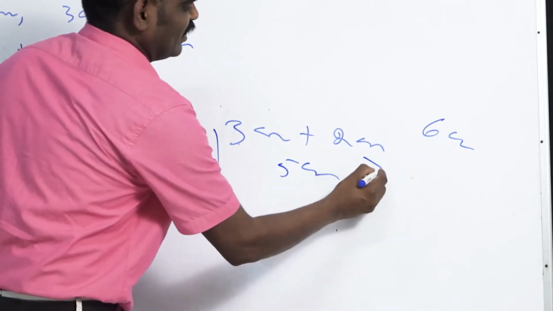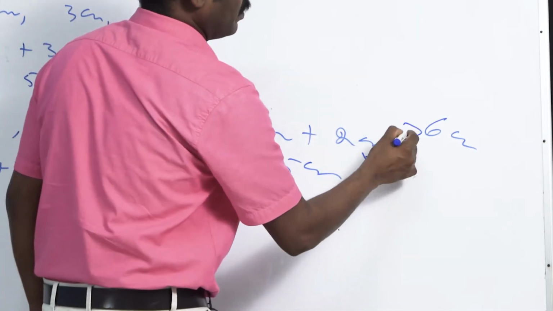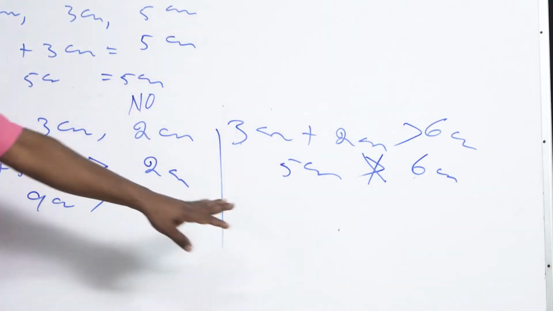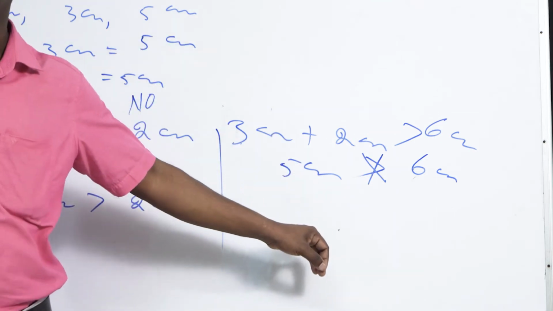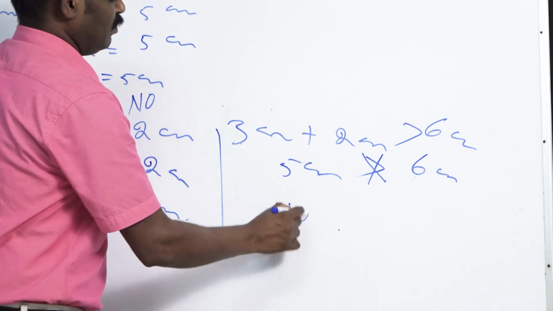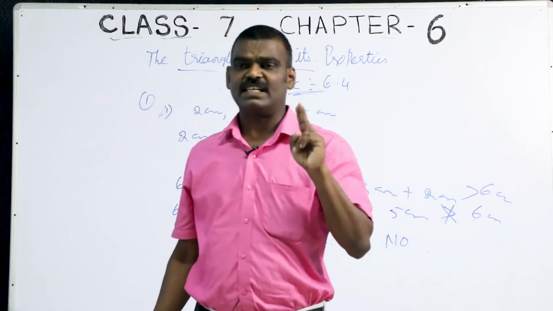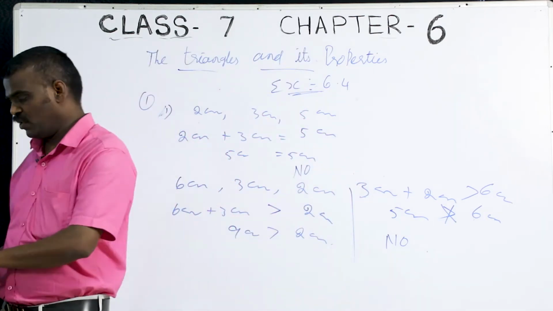Then it is not greater. Yes or no? It is not greater. It is supposed to be greater than 6 centimeter, but it is not. So it is not possible. By looking here, yes, it is possible, but when you look at the other side, it is not possible. So here also no. Do you understand? So if the sum of two sides is greater than the third side, then it is possible. Otherwise, it cannot be. Okay.